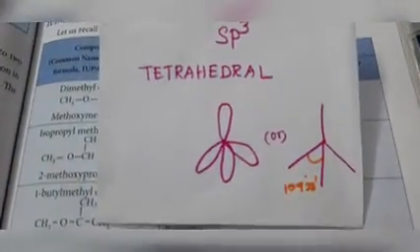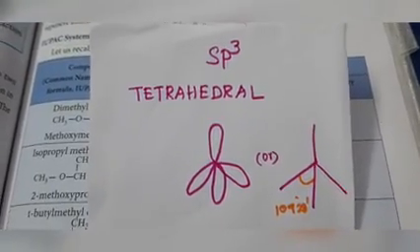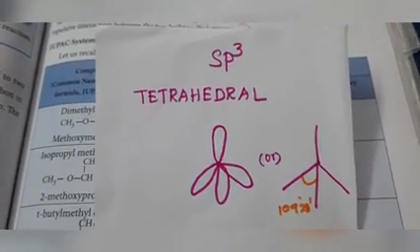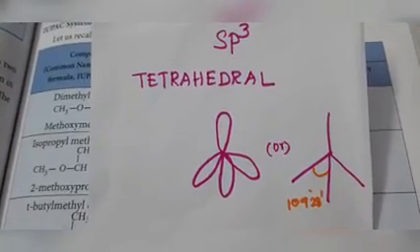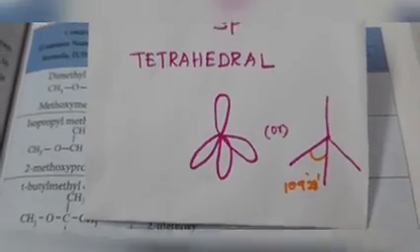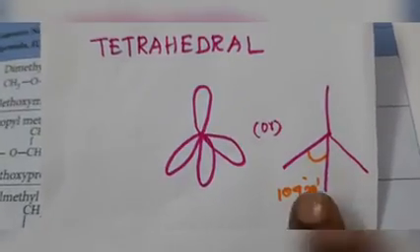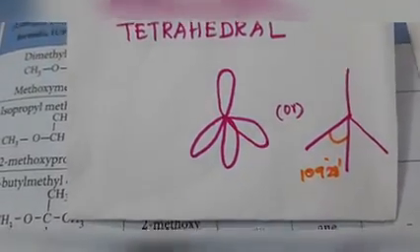Second point, the ether oxygen is sp3 hybridized. Last year itself we studied hybridization in the chemical bonding lesson. The geometry of sp3 hybridization is tetrahedral. Tetra means 4, that means it contains 4 lobes. The angle between the two lobes is 109 degree 28 minutes. Ether oxygen is sp3 hybridized.